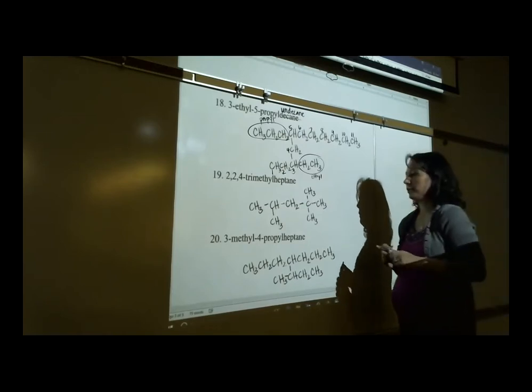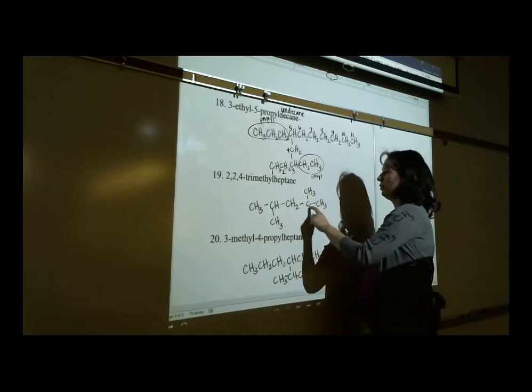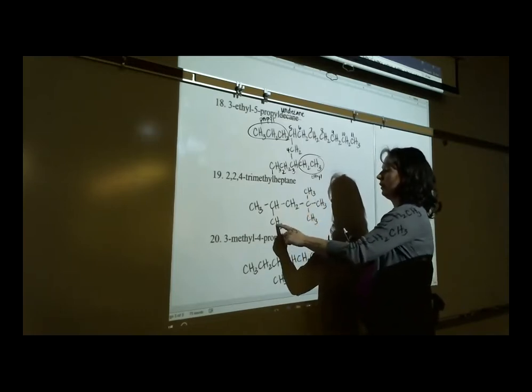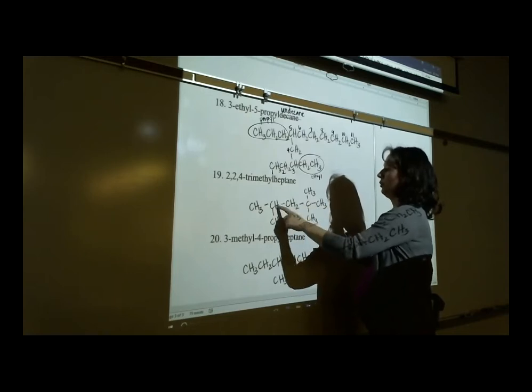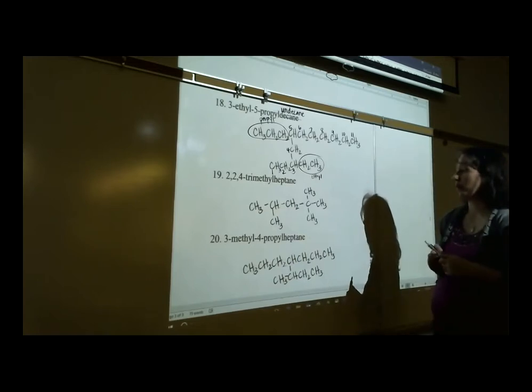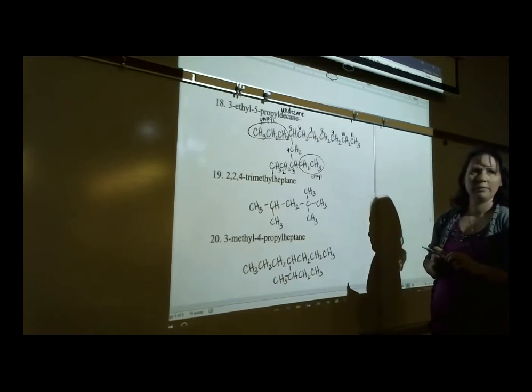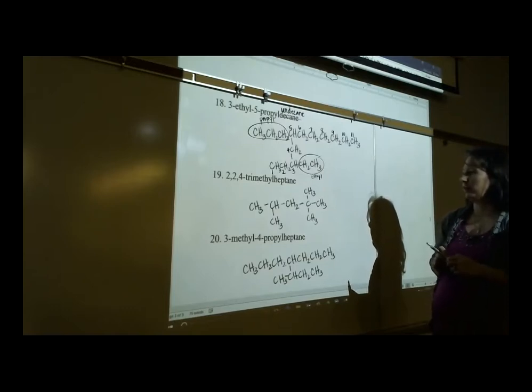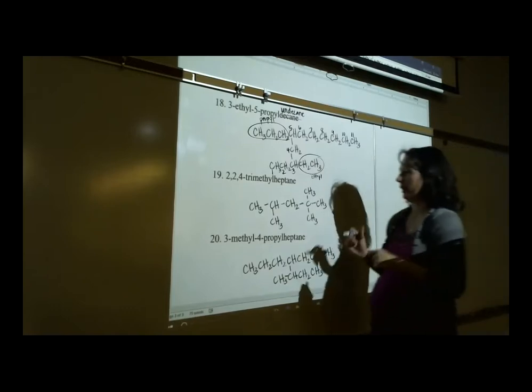Okay, let's count this one. 1, 2, 3, 4, 5. You can get 5 carbons no matter how you spin it. So is this a heptane? Are you getting a 7 carbon chain anywhere? No, so it's definitely not a heptane.